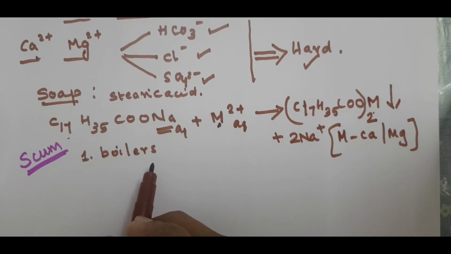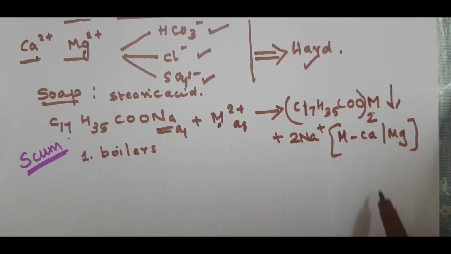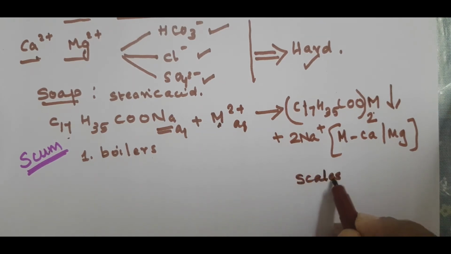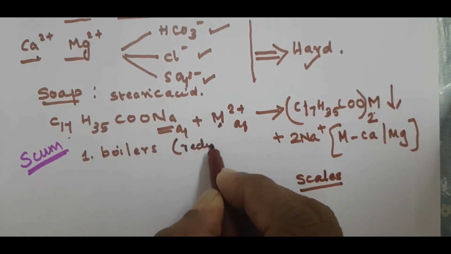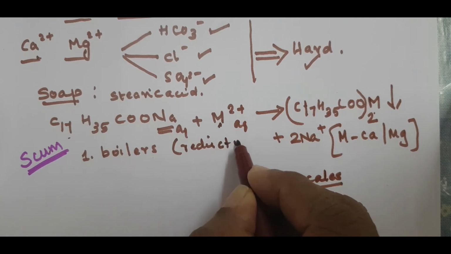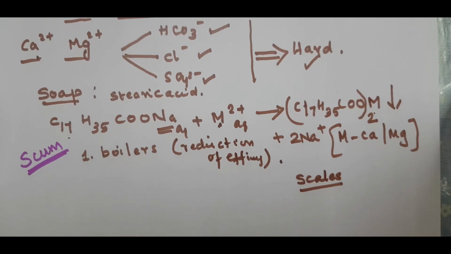Now what happens in this? If you have hard water in these boilers, what happens? The deposition of this salt will take place in the boilers, keeping its efficiency low. So at the sides of the boilers as well as at the bottom of the boilers, you can have deposition of the salt in the form of scales. That means as a precipitate. It reduces the efficiency of boilers. That is the main thing. That is the harmful effect, the reduction of efficiency in boilers due to hard water.